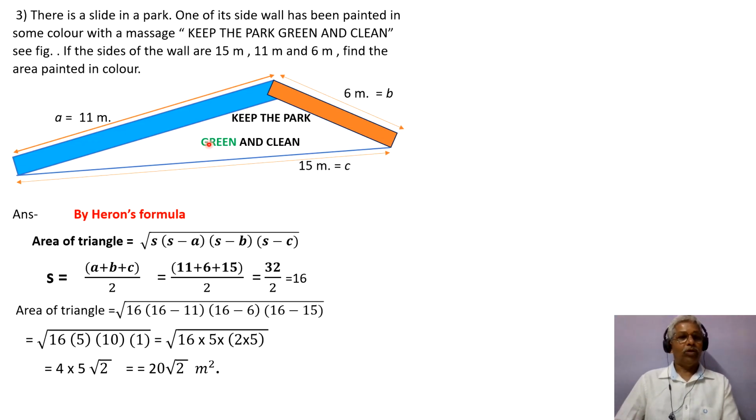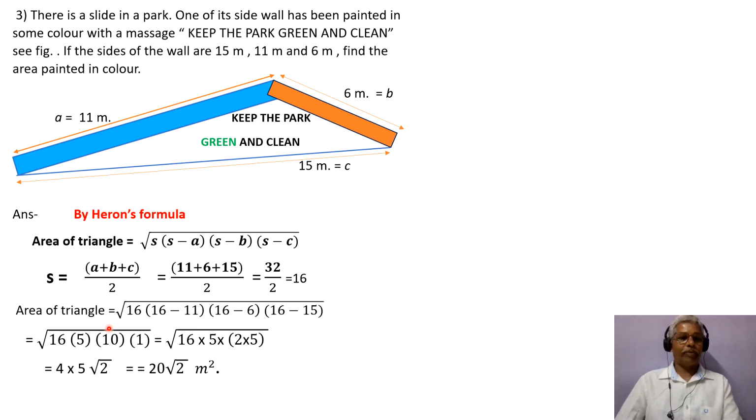So we see A is equal to 11 meters, B is 6 meters, and C is 15 meters. We are concerned with a triangle and we have all three sides, so we are directly going for the answer. By Heron's formula, the area of the triangle equals root of S into S minus A into S minus B into S minus C. Calculate S, which is equal to A plus B plus C upon 2, or 11 plus 6 plus 15 upon 2, or 32 upon 2, which is 16.